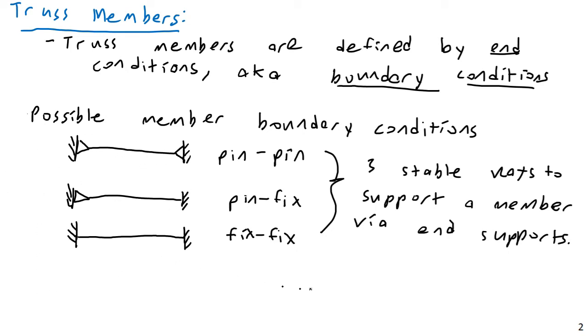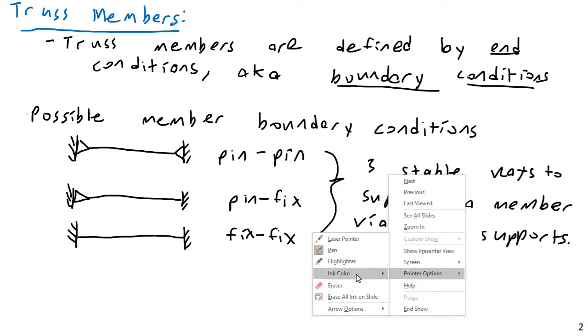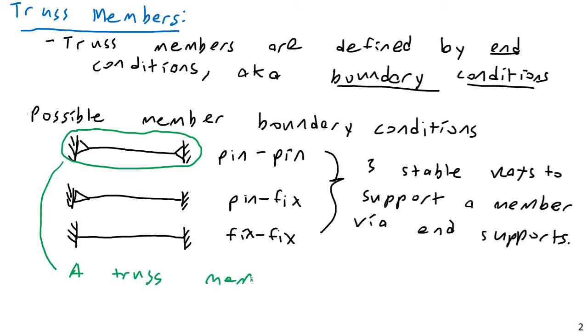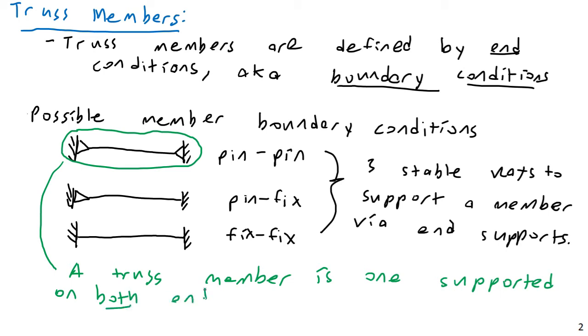So a truss is this particular one here. Trusses are made of pin members. So a truss member is one supported on both ends by pins. A truss member is one that is supported on both ends of it by pins.